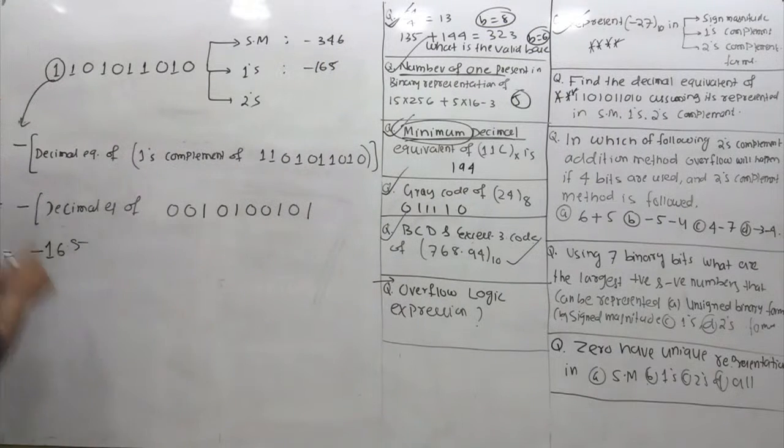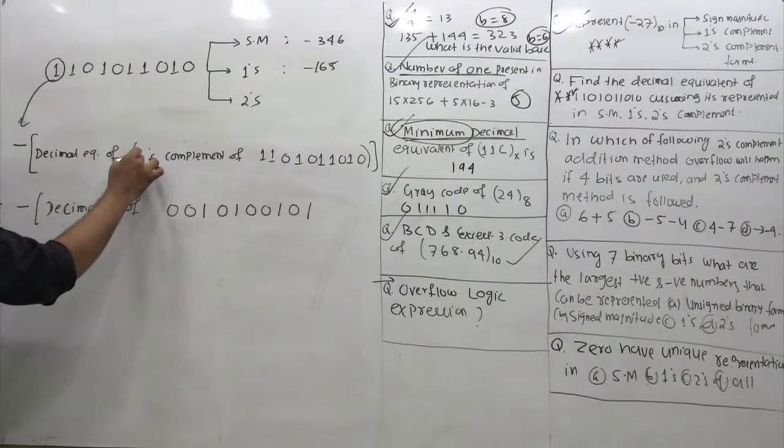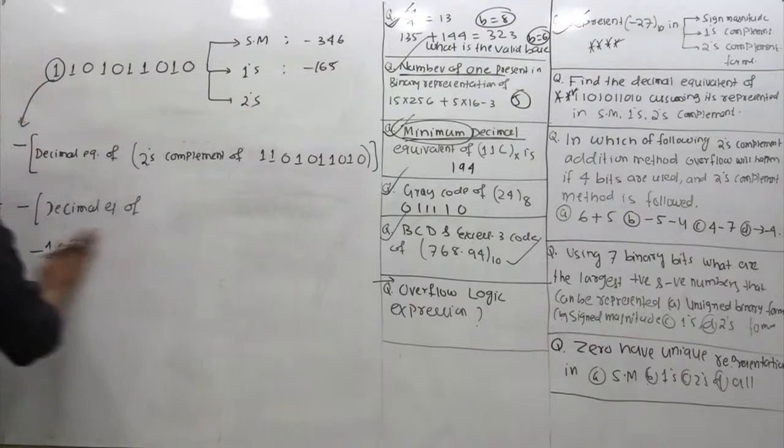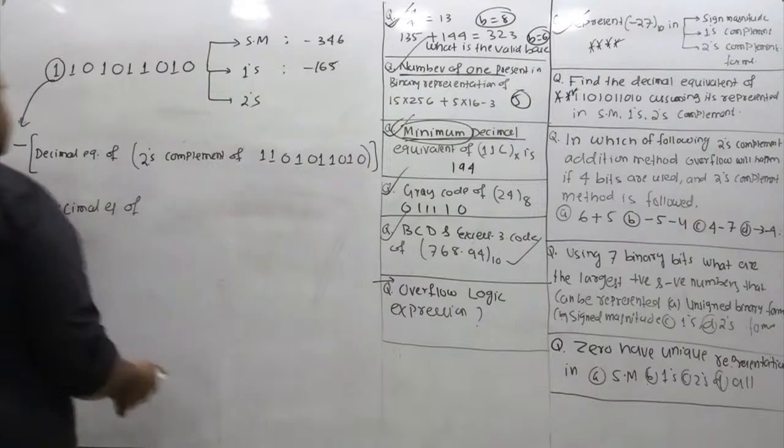And finally, if I assume this is in 2's complement form, then what will be the answer? The logic is again very simple. The only change you have to make is, instead of finding the 1's complement, you should find the 2's complement. So you find the 2's complement.